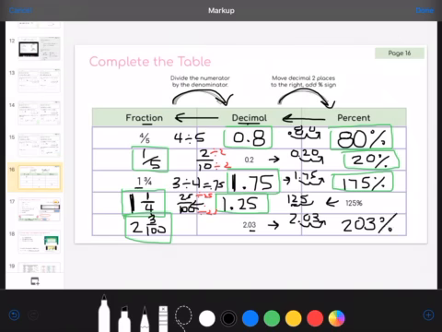So again, it's really important that when you're completing tables, you pay attention to what you have and then what it's asking you for. So pay attention to if it gives you a fraction and wants you to find a decimal or percent, if it gives you a decimal and wants you to find a fraction or percent, or if it gives you a percent and wants you to find a decimal or fraction. All of the steps for all of the problems are in your notes, and it's important that you use your notes to complete this homework assignment today.